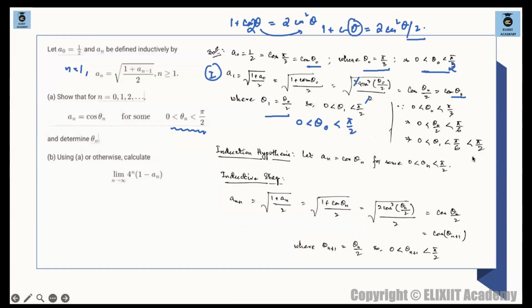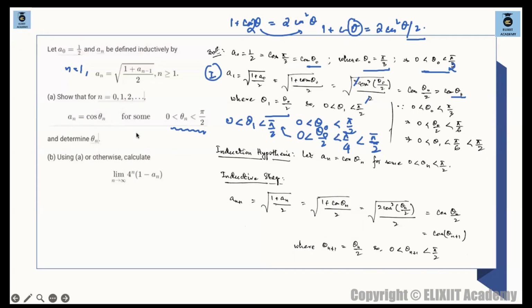Okay, so theta 1 is what? Theta naught divided by 2. So theta naught divided by 2 will lie in between 0 and pi by 4. Pi by 4 is basically 45 degrees, which is definitely less than pi by 2. So theta naught by 2 also lies in between 0 and pi by 2, and hence theta 1 also lies in between 0 and pi by 2, which we are proving from here itself. Clear?